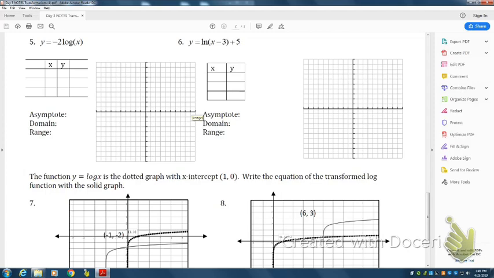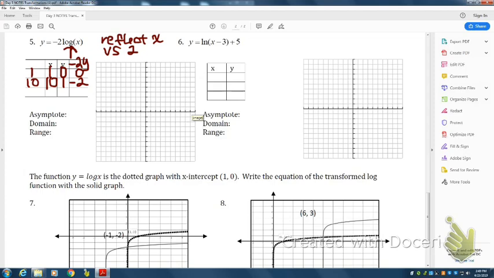All right, so this one, what's the base of this one? 10. So now you have (1, 0), (10, 1), and then you'd have (100, 2). So we're just going to graph 2 points. That negative 2 out front is going to affect your y value. So this would be 0 and negative 2. And then does the x value change at all? No. So (1, 0), (10, -2). So this is a reflection over the x-axis and a vertical stretch of 2.